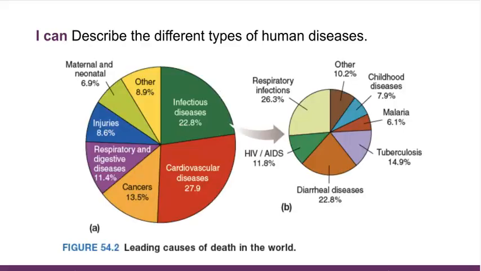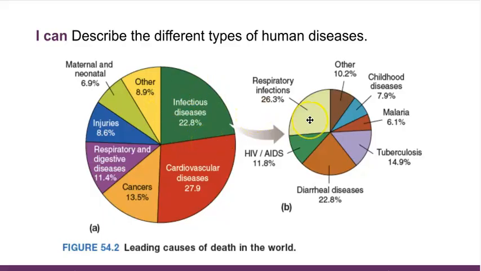Here are the leading causes of death in the world. So the leading cause of death is cardiovascular disease, then infectious disease, but remember, this is the whole world. This is not developed or developing countries. In developed countries, the number 1 and 2 together are cardiovascular, which is heart disease, and cancers together is the number 1. Infectious disease is much lower in developed countries as a cause of death. In developing countries, infectious disease is the number 1 cause of death.